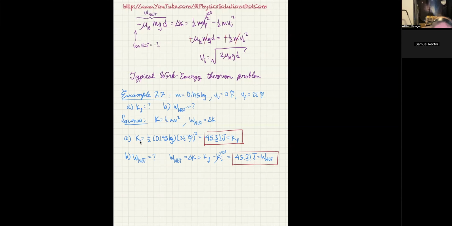Okay, so I gave you basically two examples to work as far as the work energy theorem goes. I think that's more than enough experience. We've now completed chapter 7. We will start into chapter 8 next week.